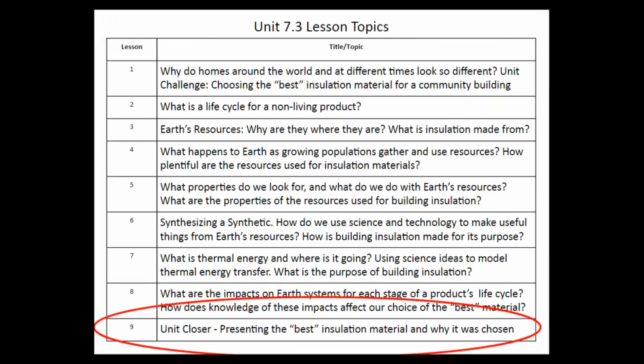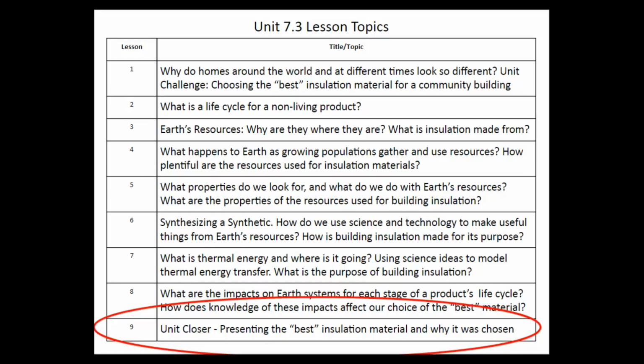As in all MyStar units, the closing lesson, Lesson 9 in this case, has students reflecting on and presenting what they've learned in the unit as well as applying that knowledge to the unit challenge. You have freedom here to decide the best way for students, usually student teams of 3 or 4, to do this. But the lessons provide guidance.